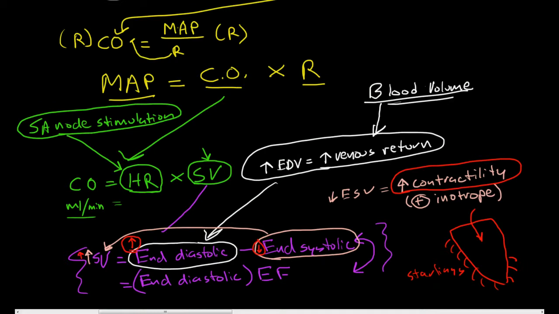Now, the body has other ways of doing this as well. Remember, if you stimulate the heart with the sympathetic nervous system via the beta-1 receptors through norepinephrine from the nerves or norepinephrine from the adrenal glands, you are going to have a positive inotropic effect, and that is going to decrease end systolic volume and increase stroke volume as well.